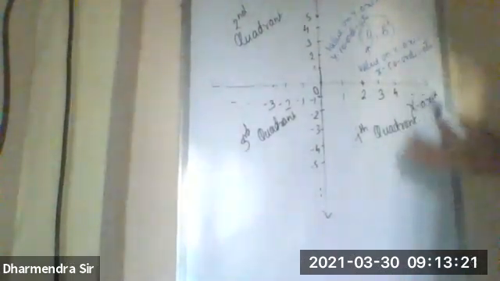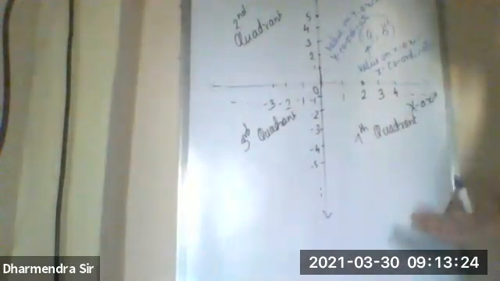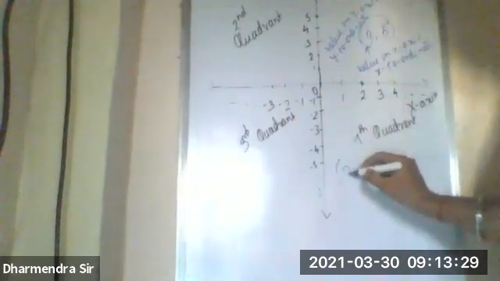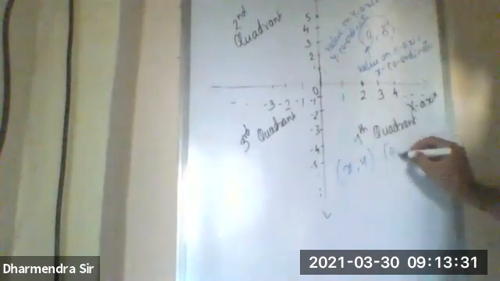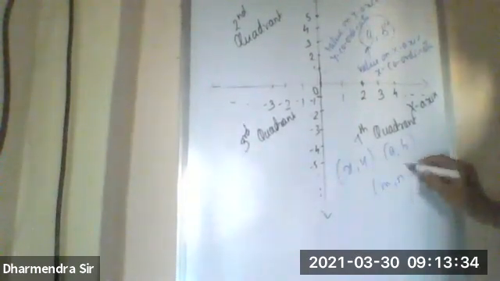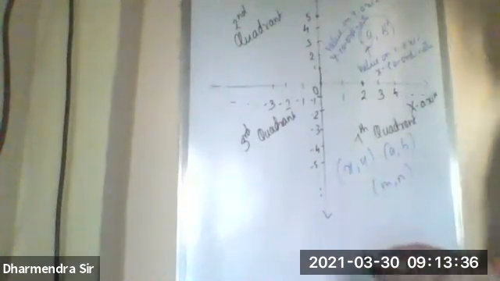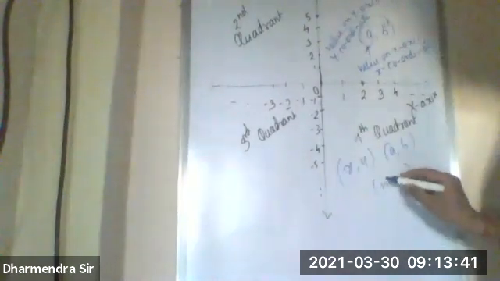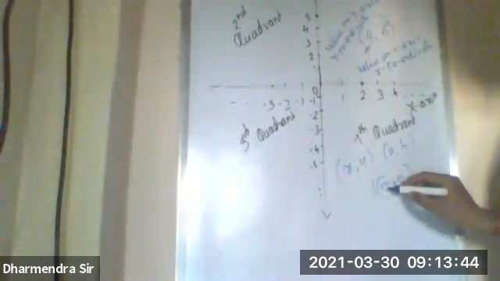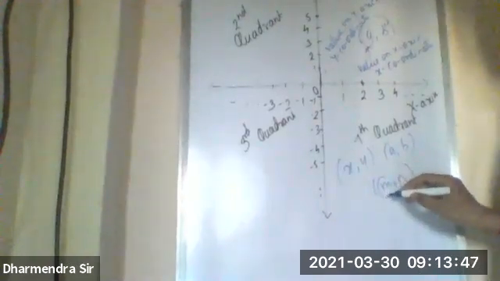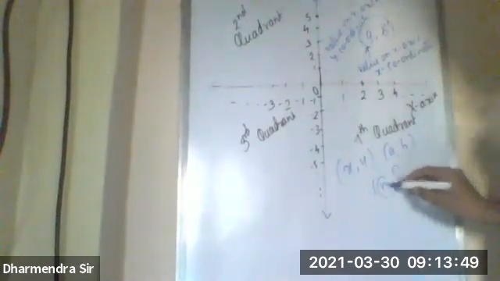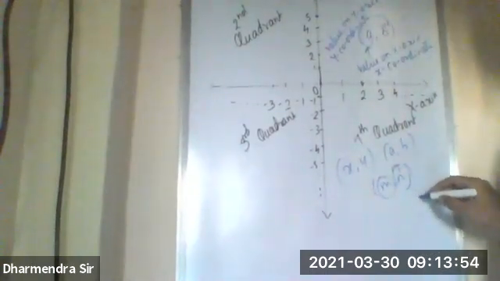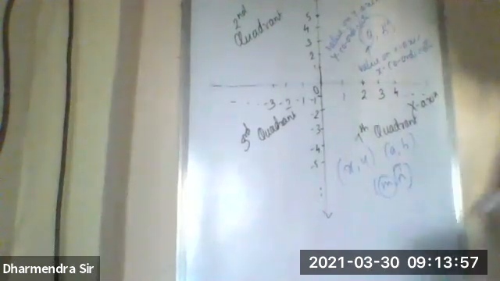Now we are through with the x coordinate as well as the y coordinate. We have also seen that an ordered pair has the form x comma y, or you can say a comma b, or m comma n. These are all variables which will keep on changing. You should not get confused. The first number always represents the value on the x-axis, which is the x coordinate, and the second number represents the value on the y-axis, that is the y coordinate.